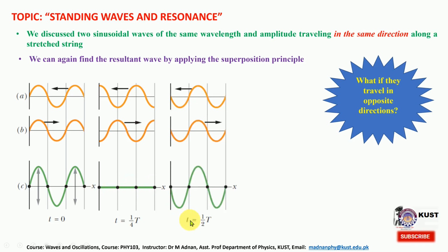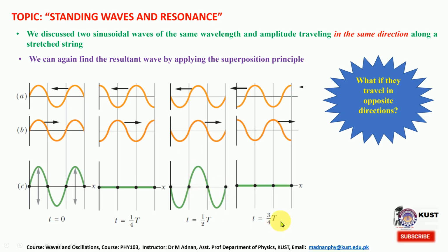Also, if we take another snapshot at t equal to exactly half the time period, we have this kind of situation, resulting in this kind of standing wave. It is identical, but now the depth comes first and the peaks are here. Still, the resultant amplitude is double.